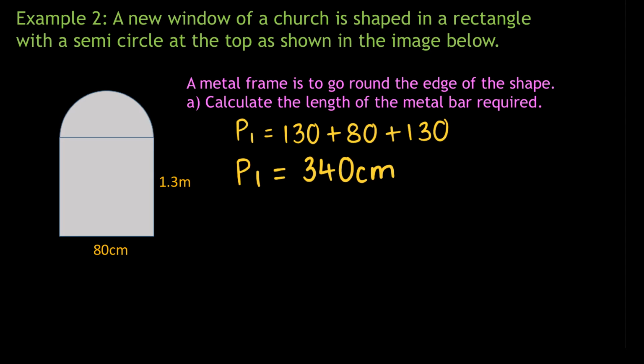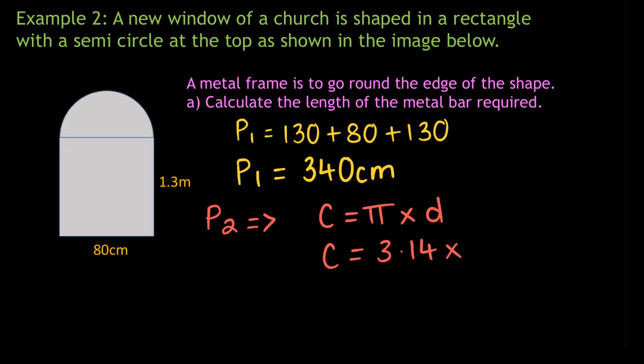Now we need to look at the perimeter of the semicircle, and we'll call that P2. So the formula that we've been using is circumference of a semicircle, or circumference of just any type of circle, is pi times the diameter. So that's 3.14 times the diameter, and we need to go back to the diagram to find what the diameter is. So the diameter of the semicircle goes from here to here, which is the same length as this down at the bottom. So it's 3.14 times 80.